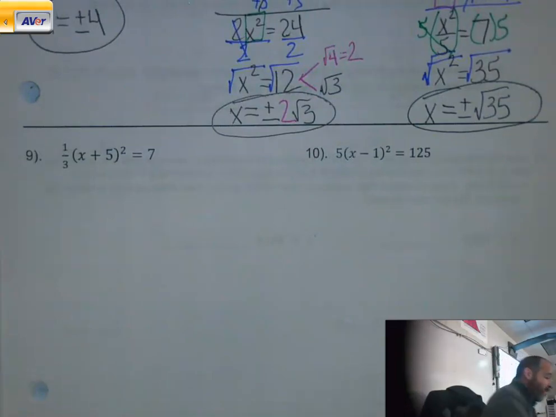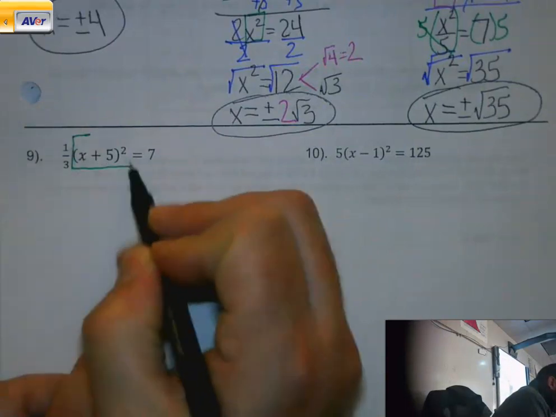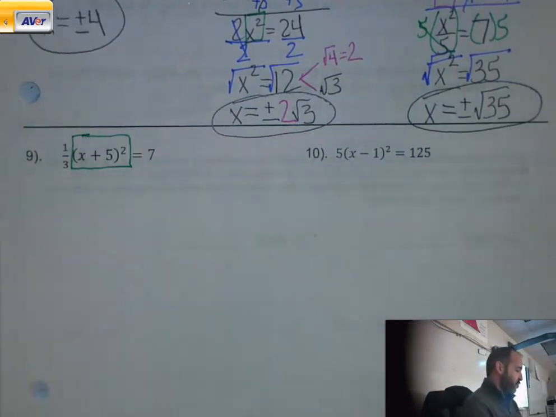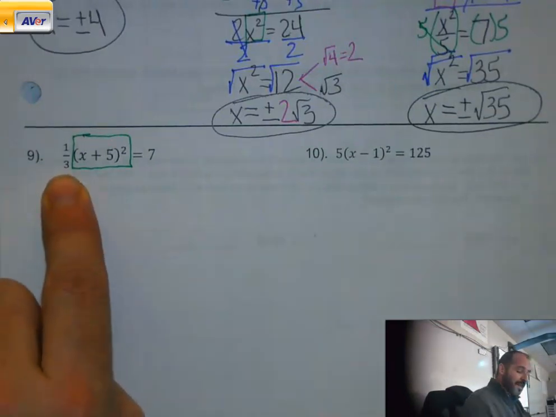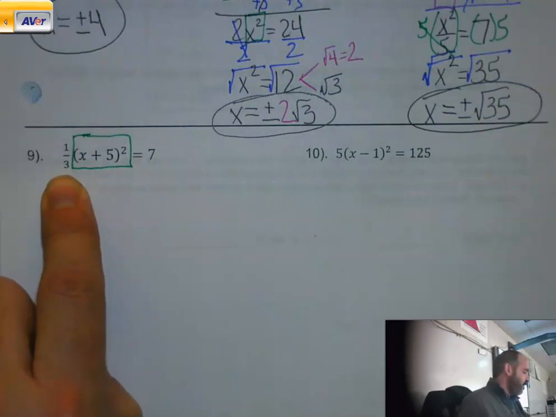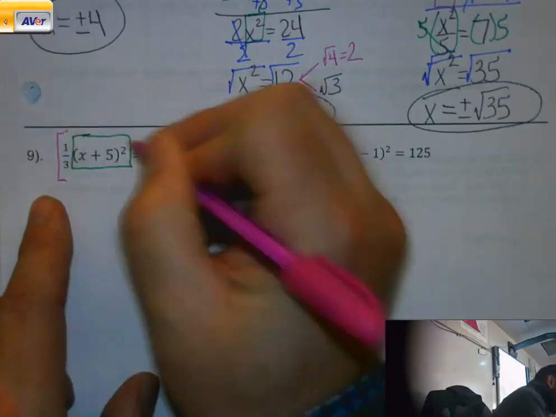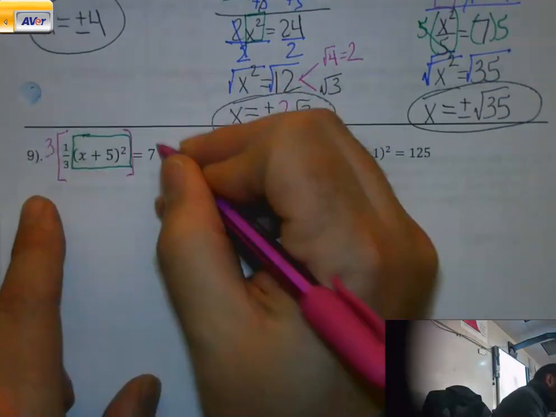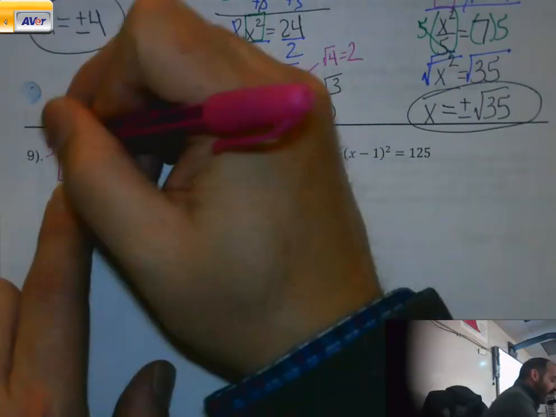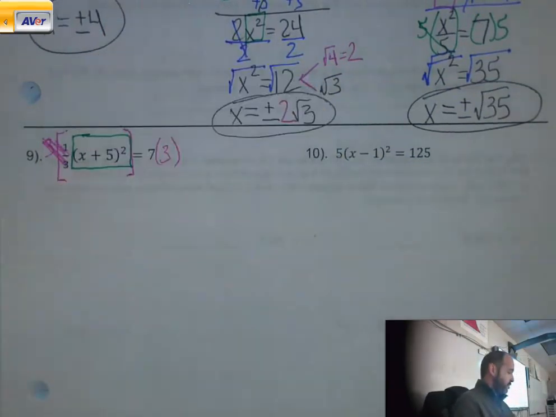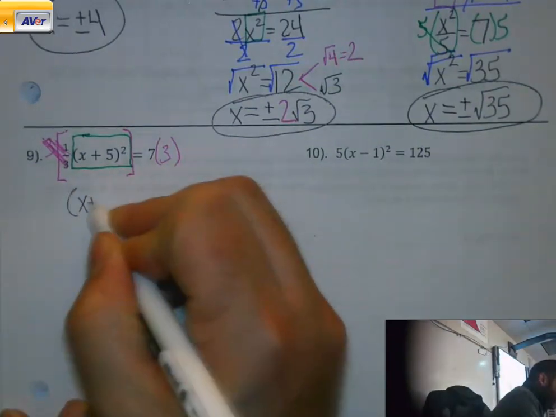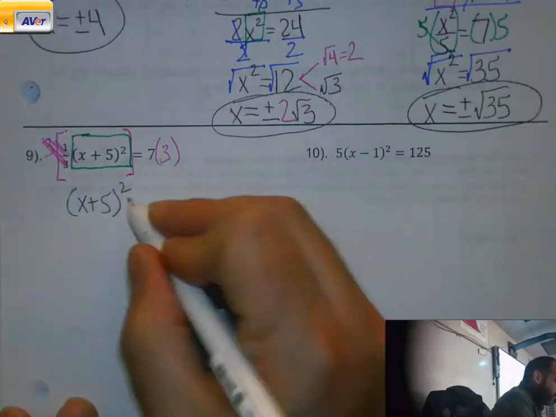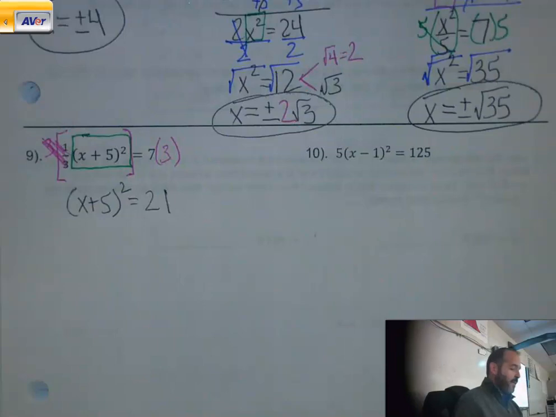When that happens, my first goal is to get the set of parentheses alone. So, multiplying something by a third, I don't want to distribute it, is the same as dividing by 3. So to get rid of it, if there's a situation like this, we're going to multiply by whatever the denominator is. That's going to wipe this out. And that's all it does. So I'm left with my parentheses here, and 7 times 3 on the other side.